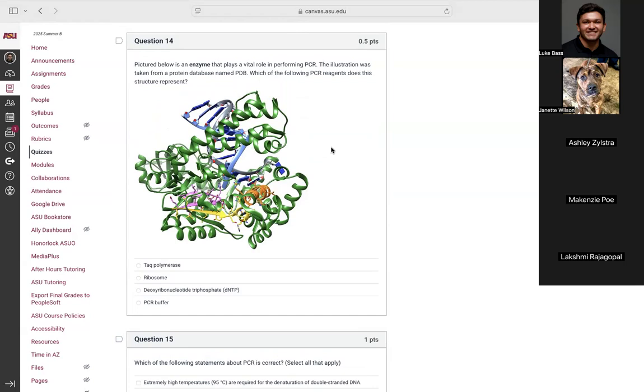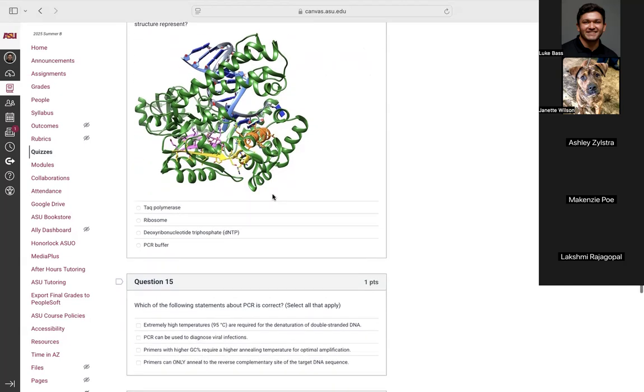Awesome, thank you. Yeah, exactly. But you wouldn't have a picture like this for a buffer. It would literally just be salt ions in water molecules. Okay, awesome. Yeah, it would look very different. And then dNTPs have specific structures, but they just look like nucleotides, right? Thank you. Yeah, of course.